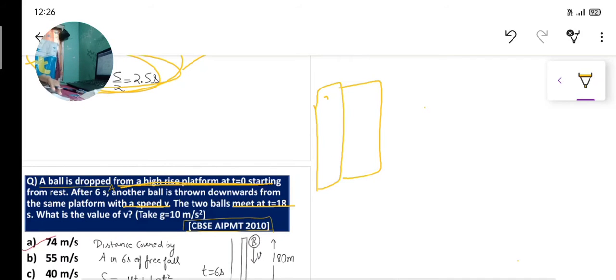As they meet, the distance is minus 180, and the time will not be 6 seconds. It is 18 seconds. It is given that they will meet after 18 seconds.